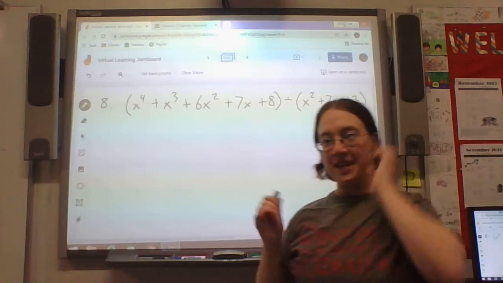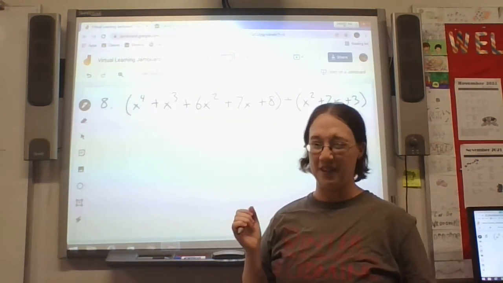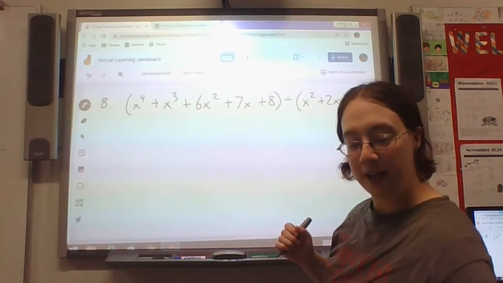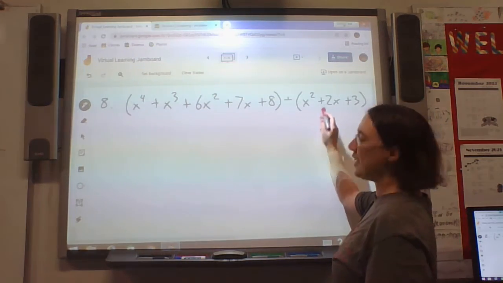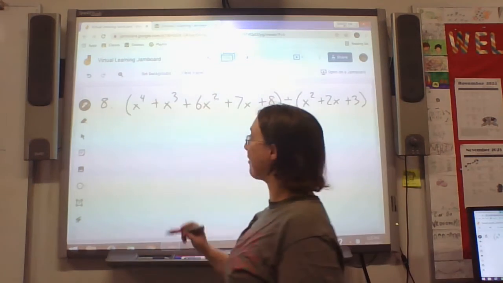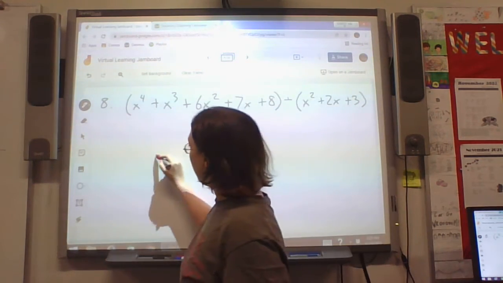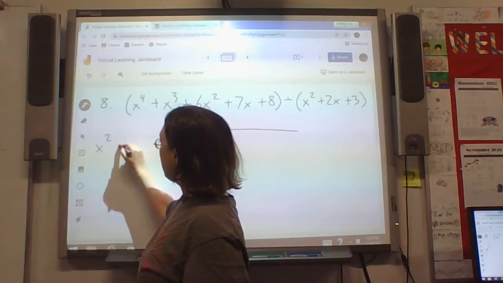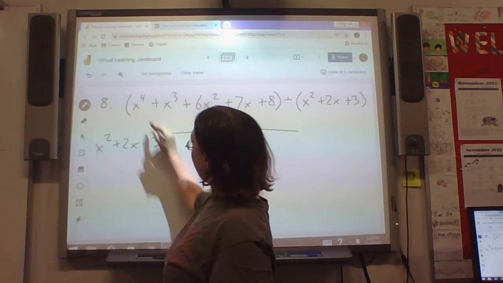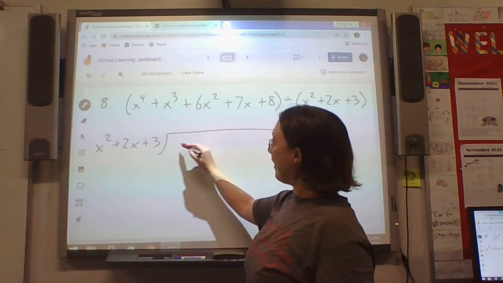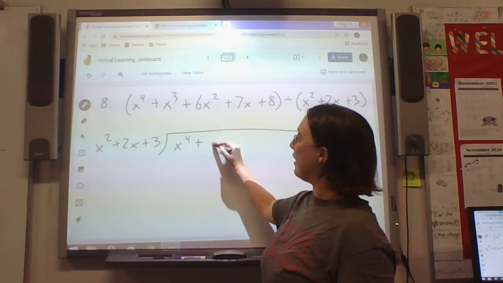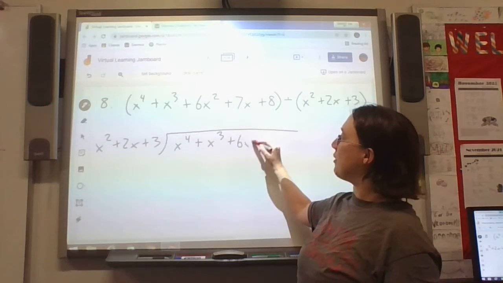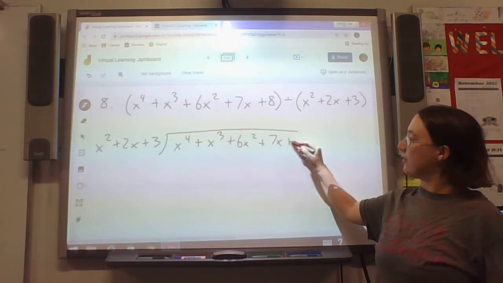Okay, these are the ones where we do want to go with the long division thing because we have an x squared term over here that we can't put inside of our box. So if we want our long division, we've got an x squared plus a 2x plus 3. And then this stuff is going on the inside here. So we've got an x to the 4th plus an x to the 3rd plus a 6x squared plus a 7x plus that 8.